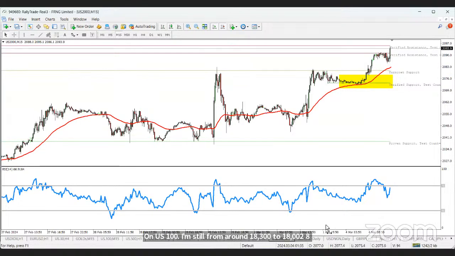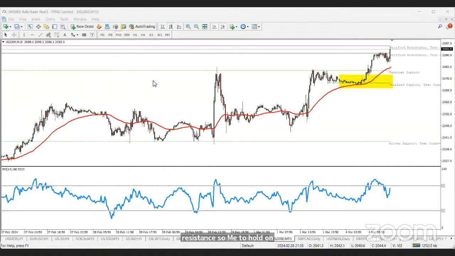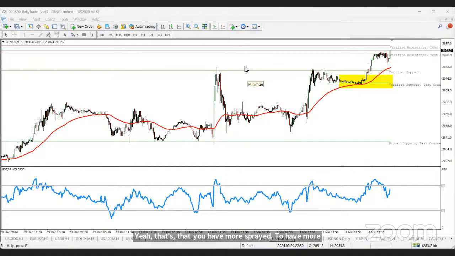US 2000 is pushing up, but there's a strong resistance there, so we need to hold on. Yeah, that's AUD NZD. You have more spread on it because it's more like a minor pair, right?